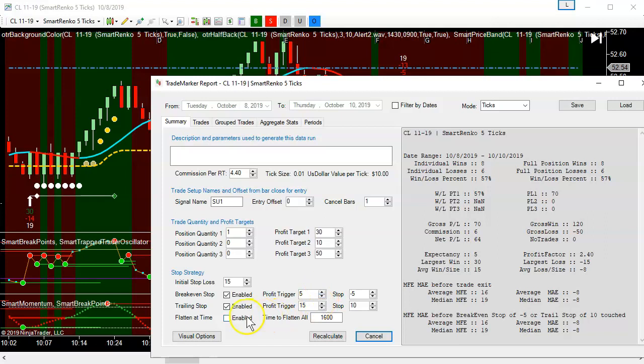In addition to these, you can also set a time that you want to exit. Setting time to flatten to 1600, it will exit at the close of whatever bar is straddling the 1600 timestamp.